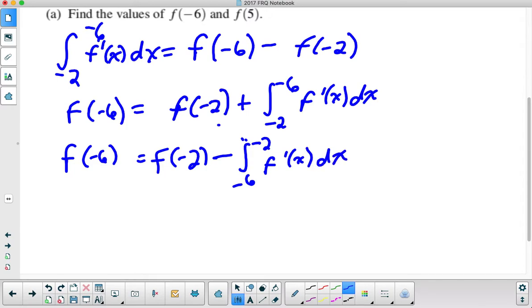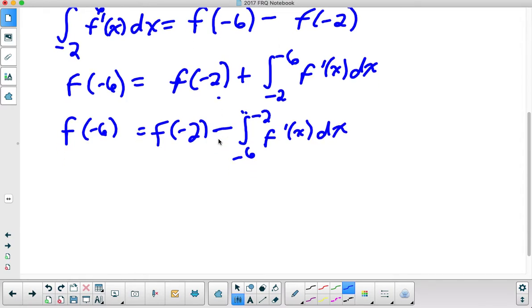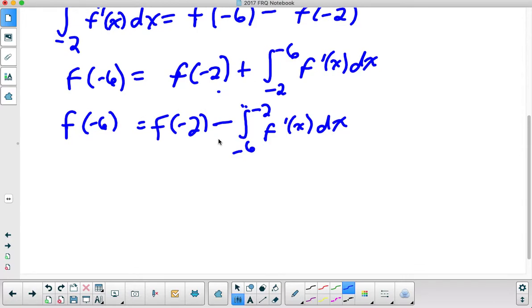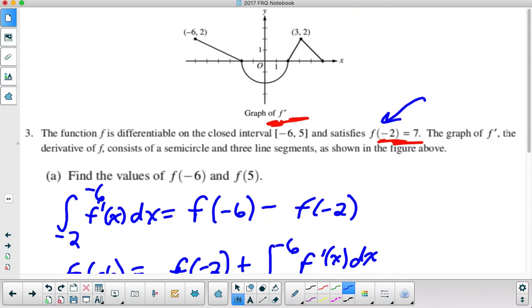All right, so this is what we're looking at here in our setup. This part right here, this f of -2, we were given that in the problem. That's just 7. We were given that up here: f of -2 is 7. So that's no problem.